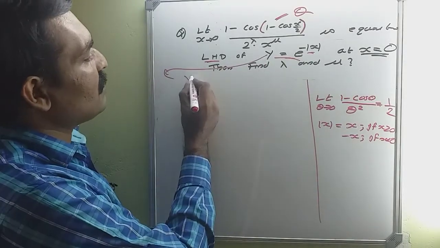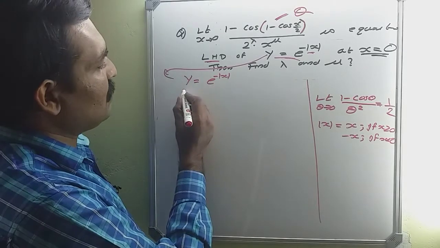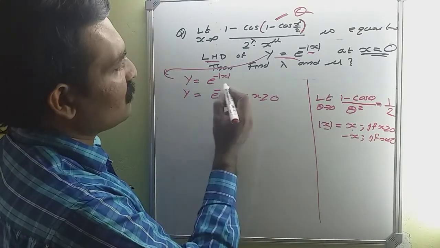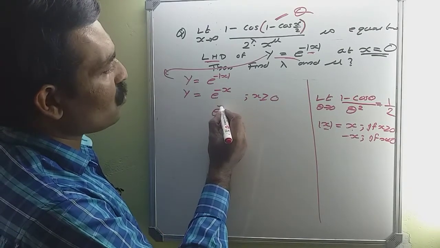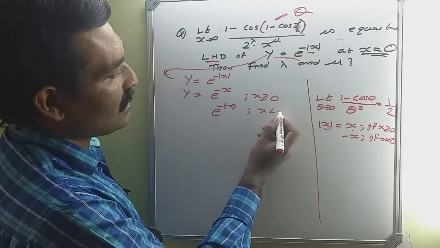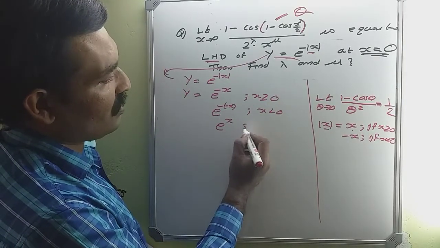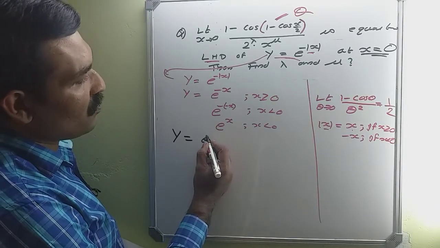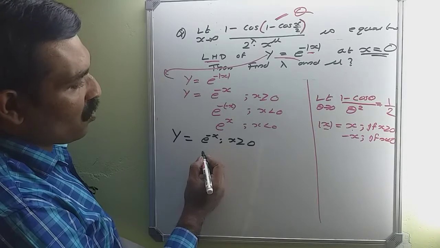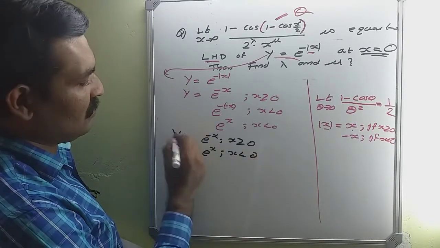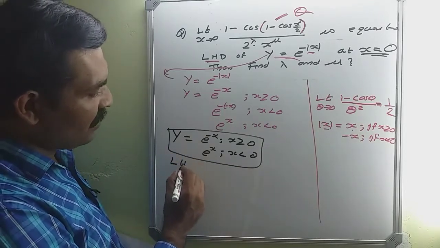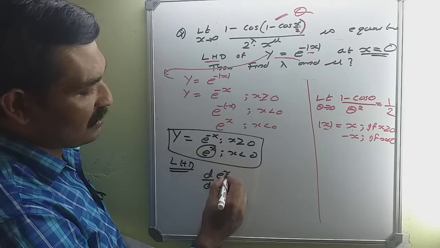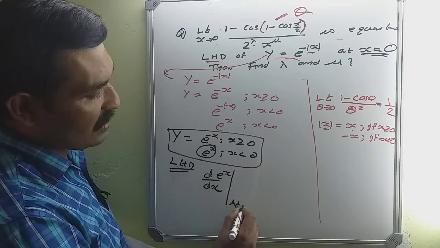Now, consider y. y is equal to e raised to minus mod x. This implies y is equal to e raised to minus x for x greater than or equal to 0, since the value of mod x is x. And this is equal to e raised to minus of minus x for x less than 0, that is e raised to x for x less than 0. So we can write y is equal to e raised to minus x for x greater than 0, or e raised to x for x less than 0. Then the left hand derivative is equal to dy by dx of this term, e raised to x, at x is equal to 0.